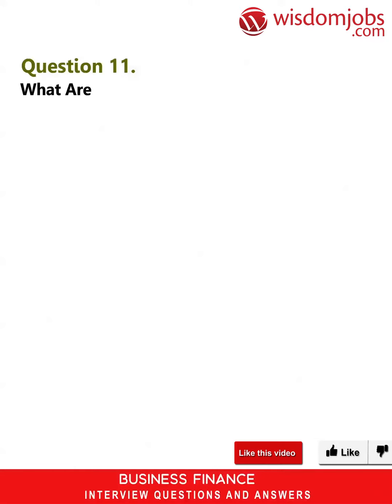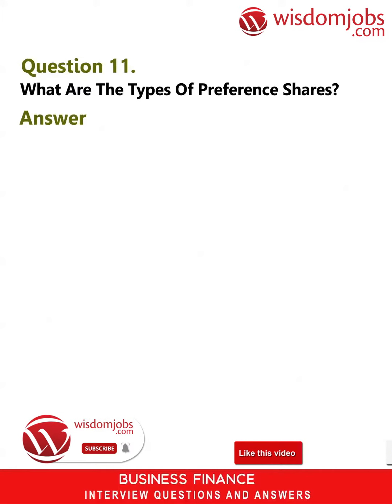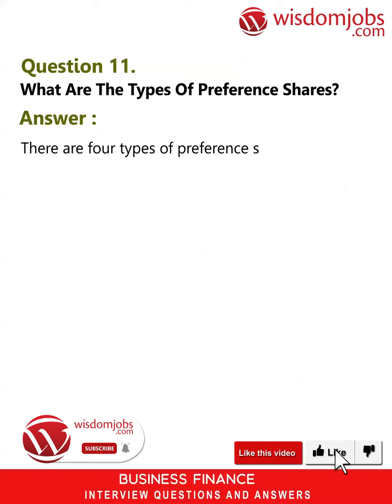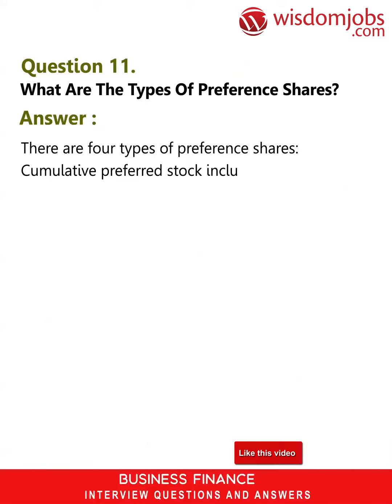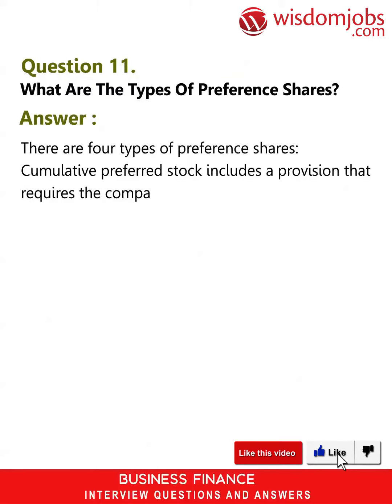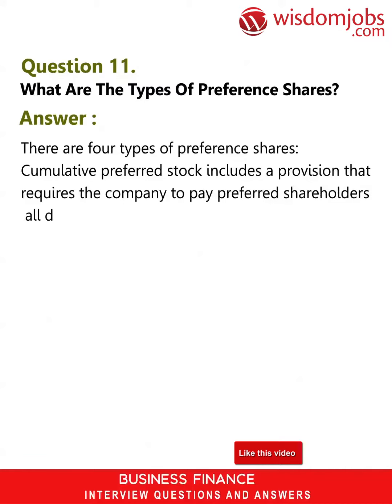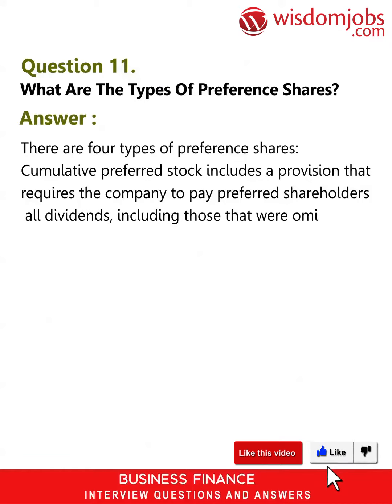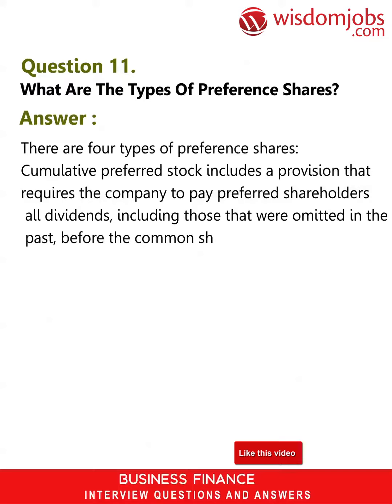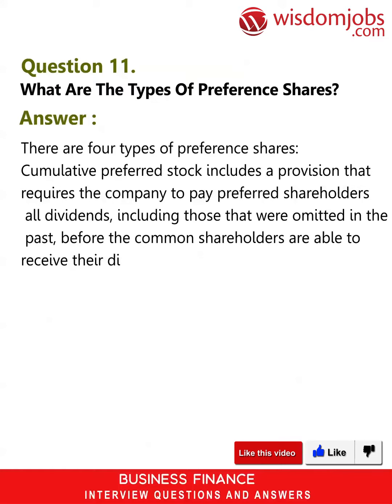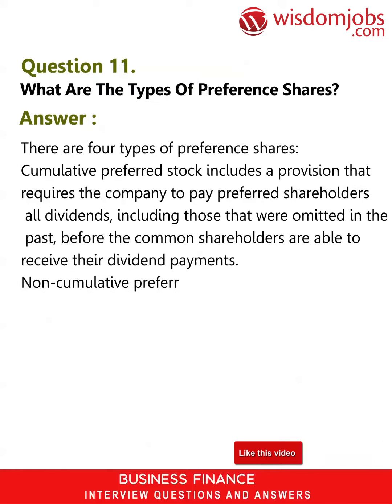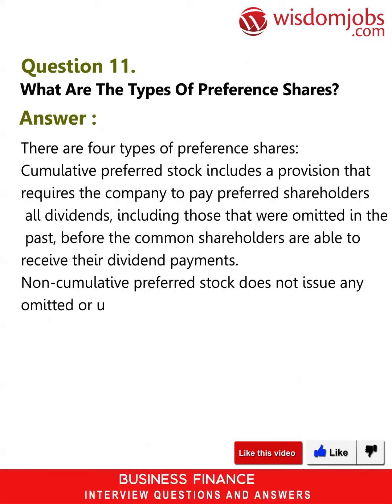Question 11. What are the types of preference shares? Answer. There are 4 types of preference shares. Cumulative preferred stock includes a provision that requires the company to pay preferred shareholders all dividends, including those that were omitted in the past, before the common shareholders are able to receive their dividend payments.